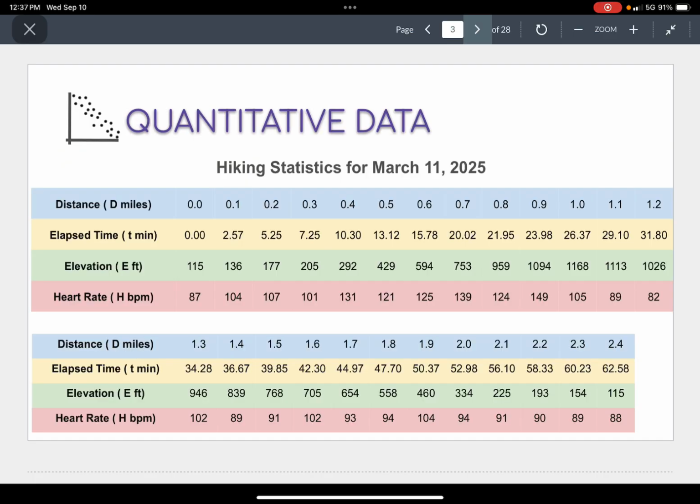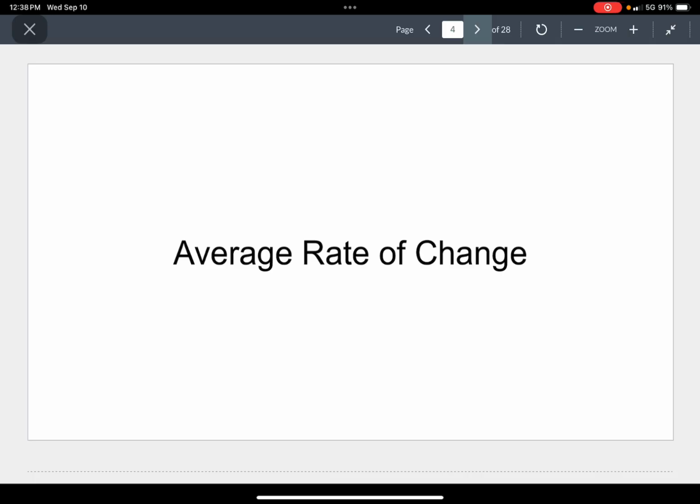My family and I traveled to Hawaii and hiked that trail in March of 2025, and I recorded my statistics of my hiking on that trail. You can see I've recorded my distance, my elapsed time, my elevation, my heart rate as we hiked that trail. So we're going to look at my hike and my statistics as an average rate of change.